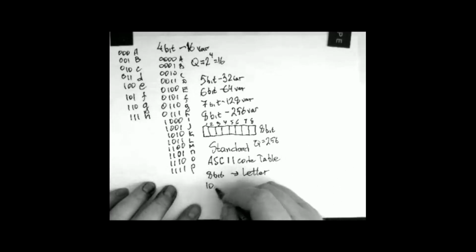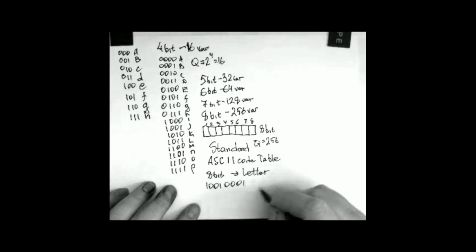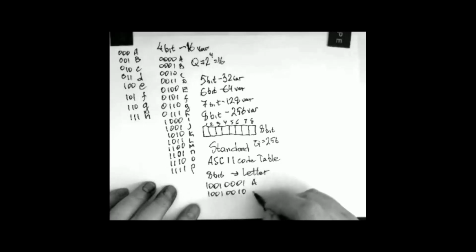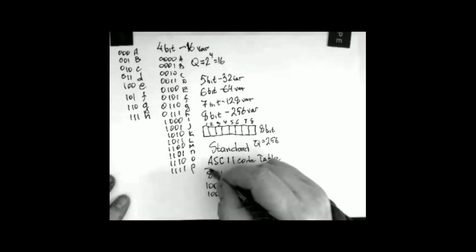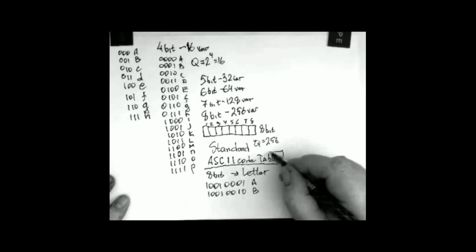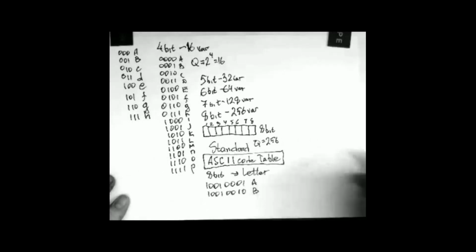For example, 10010001 will be A. 10010010 will be B, and so on. Please print it and have it in your possession. ASCII code table. Need to remember that will be on exams.